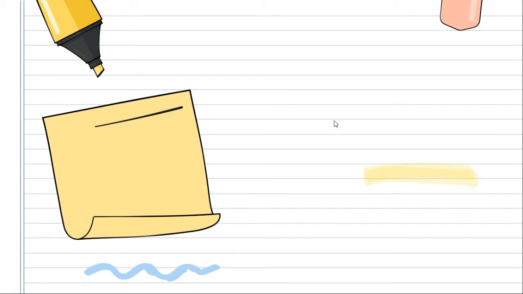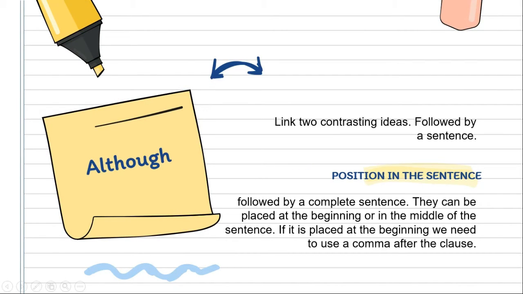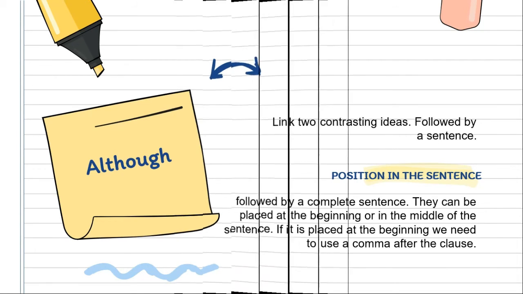Next, what do we have now? Although, yes. Although links two contrasting ideas and is followed by a sentence. Jadi ada dua ide yang berbeda dan diikuti dengan kalimat ya.